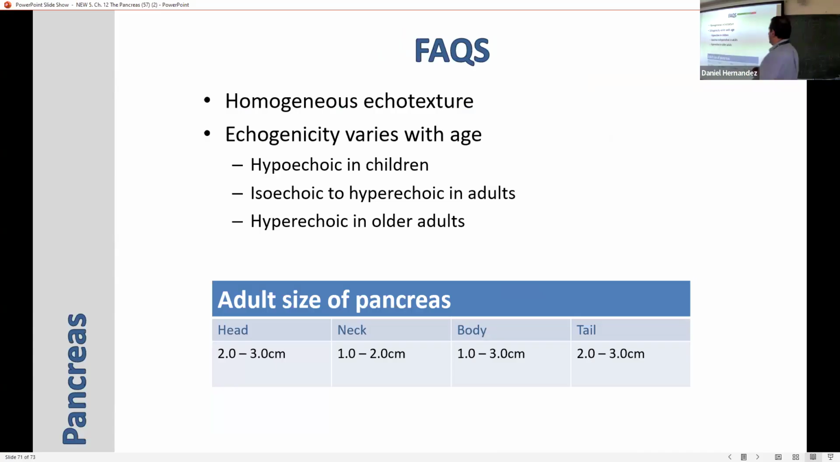So this was going through some basics again. The normal pancreas has a nice homogeneous echo texture. The echogenicity varies with age, so it increases as you get older. In young children, it could appear hypoechoic to the liver, isoechoic in young adults, and then more hyperechoic when we start getting into the older populations.